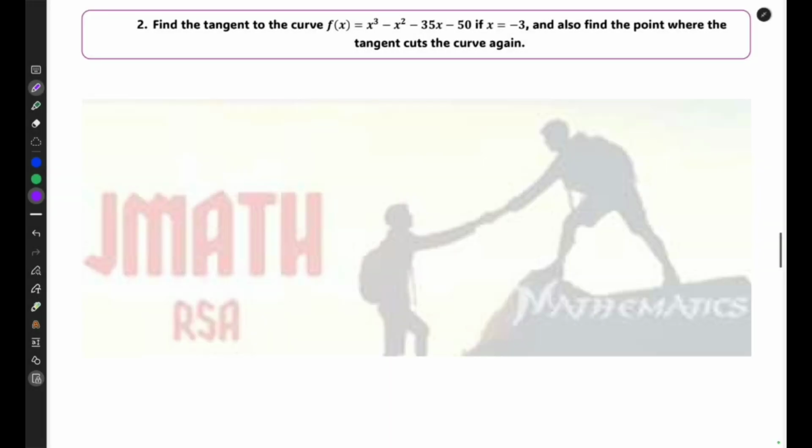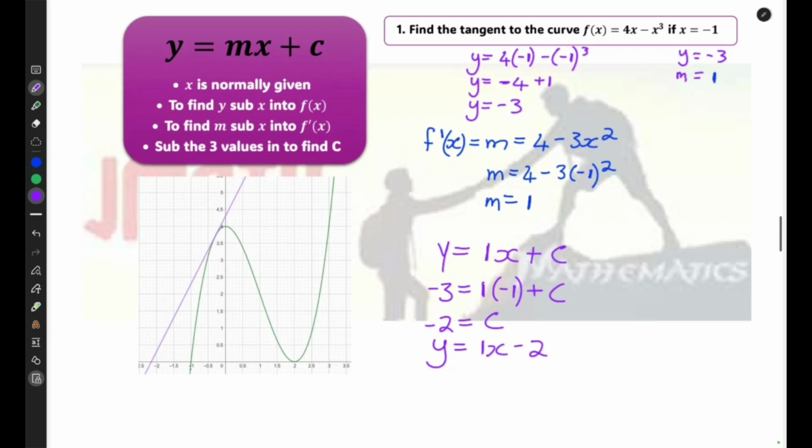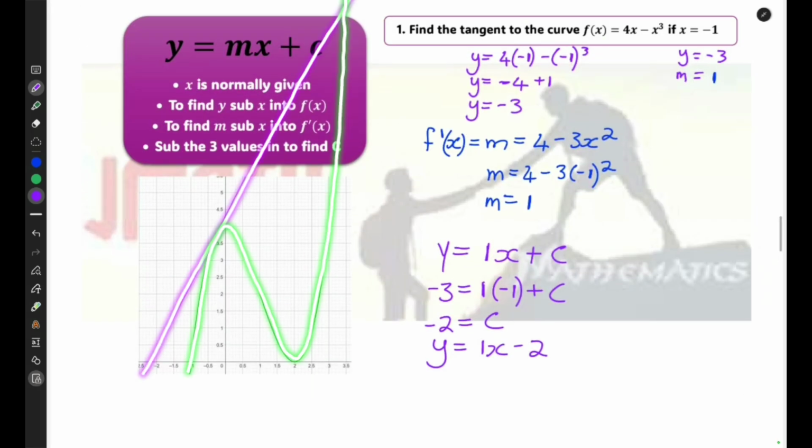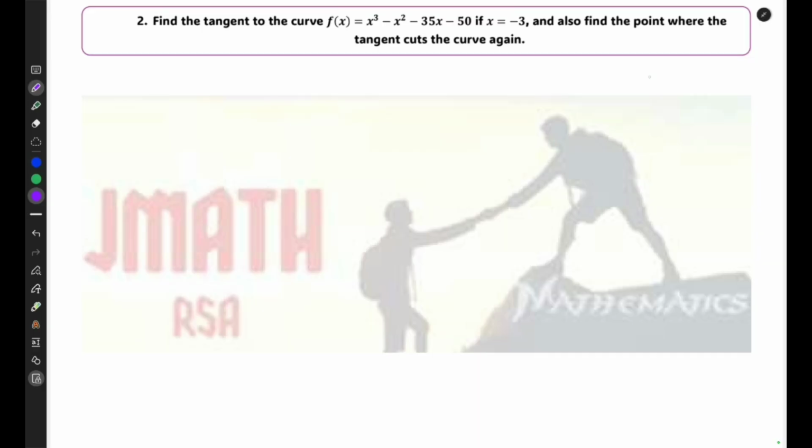Question 2, find the tangent to the curve of f if x is equal to minus 3, and also find the point where the tangent cuts the curve again. Let me just show you something in the previous question. If I look at this sketch, if this purple line continues and this green line continues, it's going to cut another place. I still call it a tangent because at this place it only touches once. But if I extend all the lines, it's going to touch somewhere again, very high, but I can work it out with algebra. So if I make my little list, I know x is minus 3.